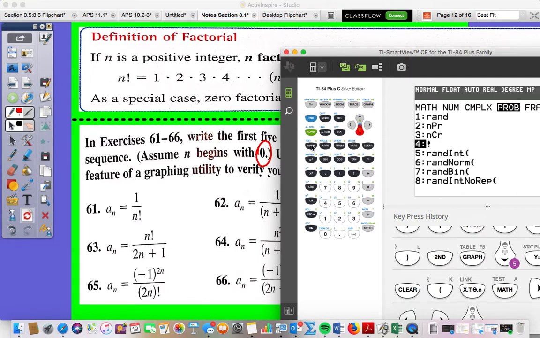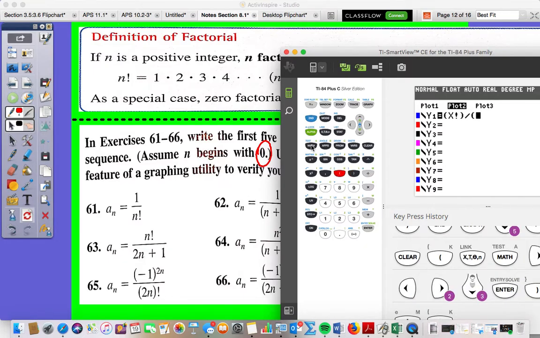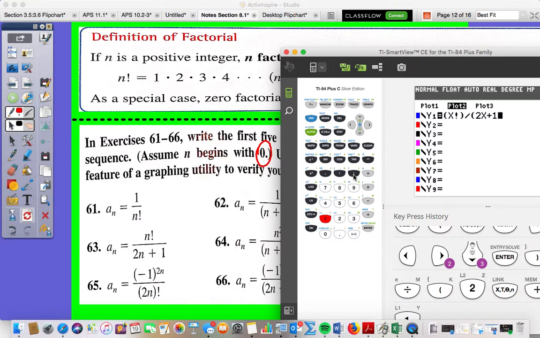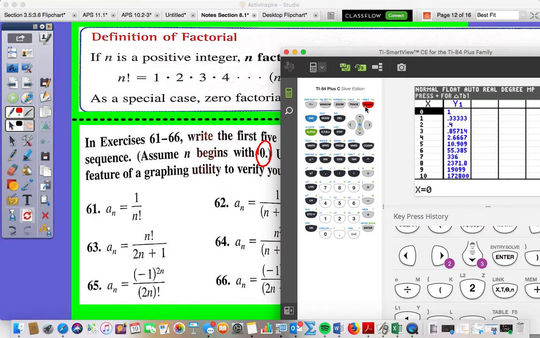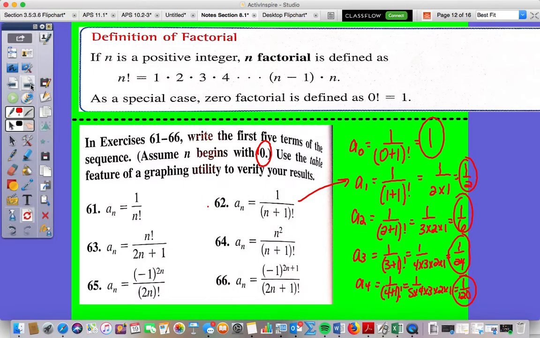right here. You can go to the probability. So math probability, x factorial, and then divided by 2x plus 1. And there we are. Okay? And then once we do this, we could go to second graph, and there we are. We'll start at 0. Here are our 5 answers, and we go from, because it says start at 0, first term, second term, third term, fourth term, fifth term. We just write what those solutions are going downward there.